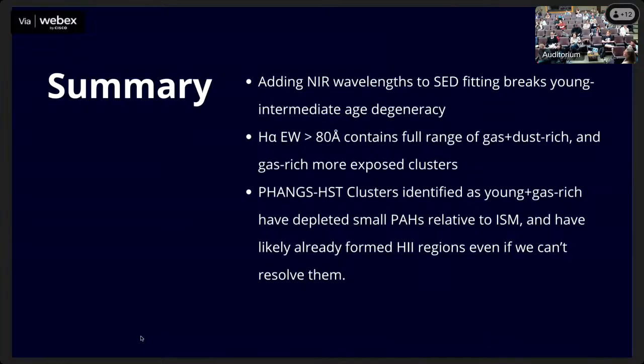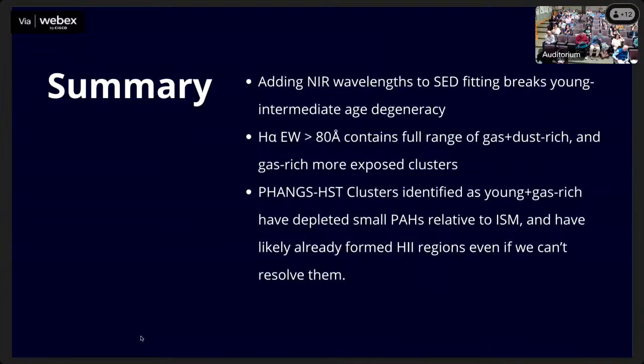Other questions? Let's see, Becca, and then you. Have you tried adding the MIRI data to your fits to see if that's any more constraining, or is the resolution just too different?